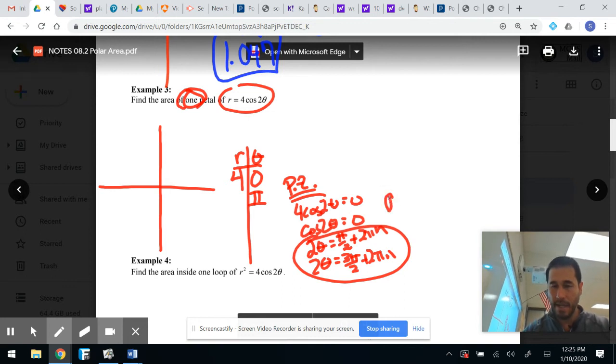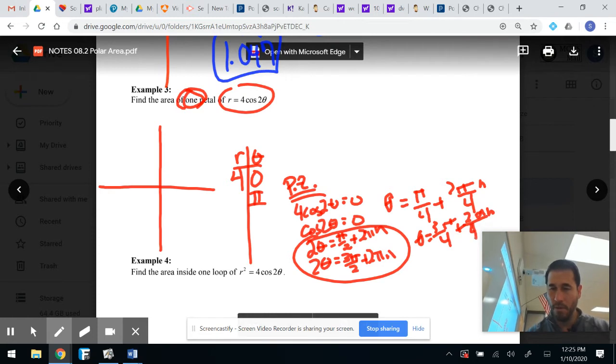Okay, so that means theta, because I've got to divide, is going to be pi over 4 plus 2 pi n over 4. And my other one is going to be 3 pi over 4 plus 2 pi n over 4. So I'm going to have pi over 4, I'm going to have 3 pi over 4. You know what? Let's stop there because it's just one petal, right, class? Just one petal. So pi over 4 would be my polar 0.